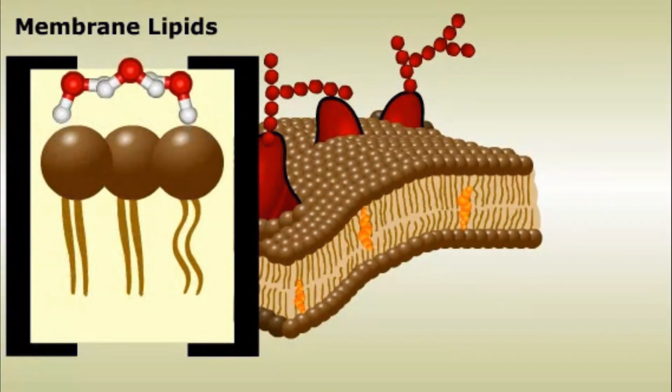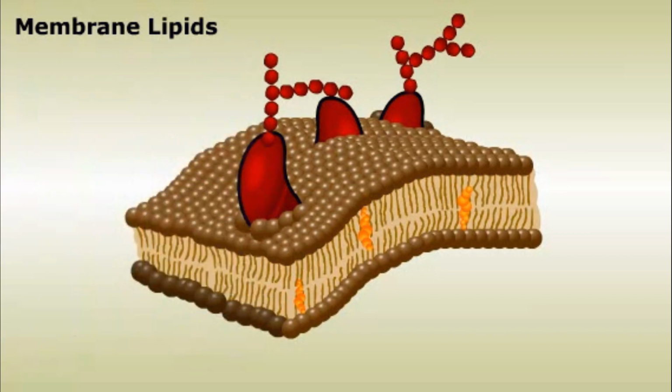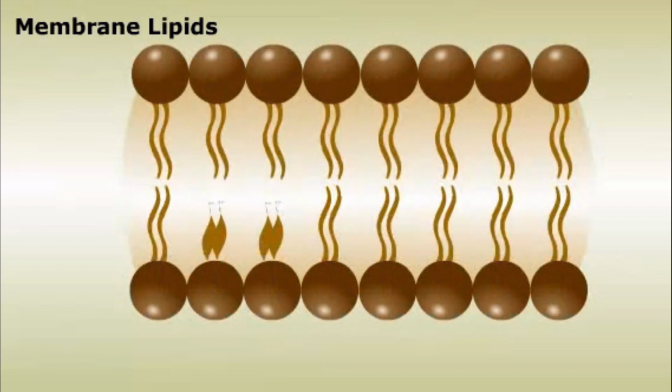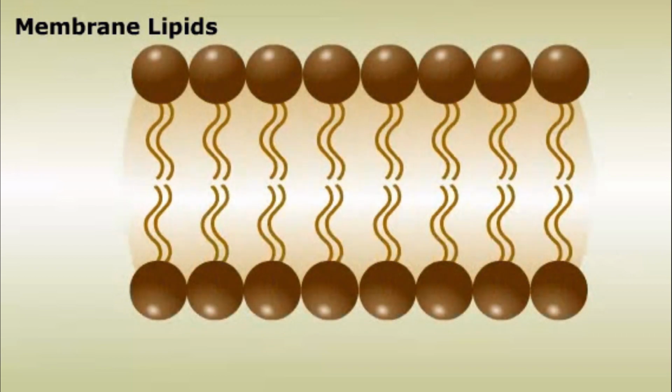Their hydrophilic heads are more stable in contact with water, while their hydrophobic tails are more stable when they pack together to keep water away. Since both the extracellular fluid and the cytoplasm are aqueous, the hydrophobic tails can best avoid contact with water if the phospholipid molecules form a double layer, or bilayer. This means the hydrophilic heads end up on the exterior of the bilayer, facing the aqueous environment.